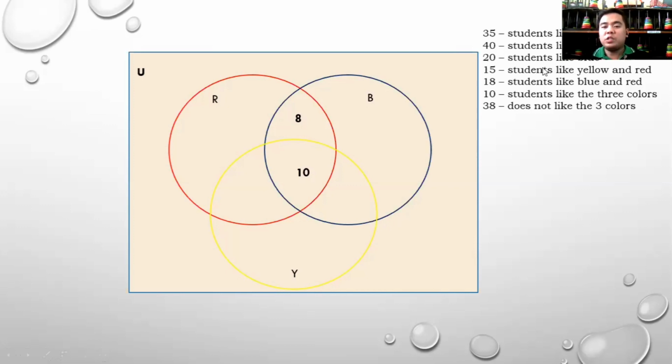Tapos, 15 students like yellow and red. So, saan yung intersection ng yellow and red? So, 15 daw ang pumili ng yellow and red. So, may 10 na dito as the intersection of 3, which is, pwede rin silang intersection sa red and yellow. So, ilan na lang ang 5 na lang. Diba?